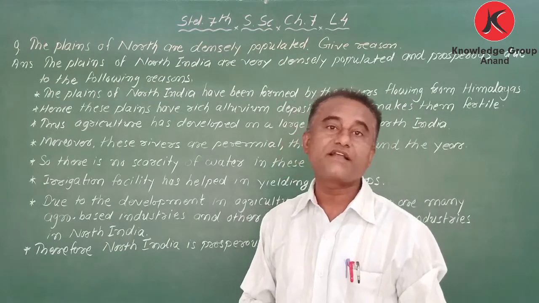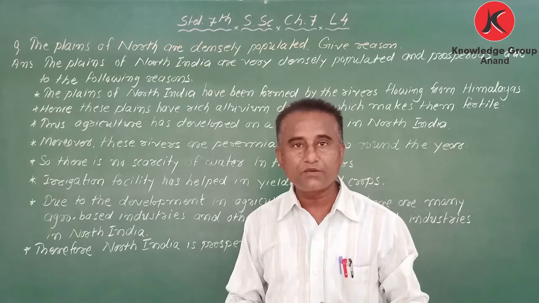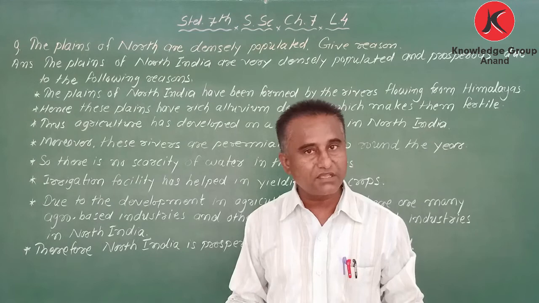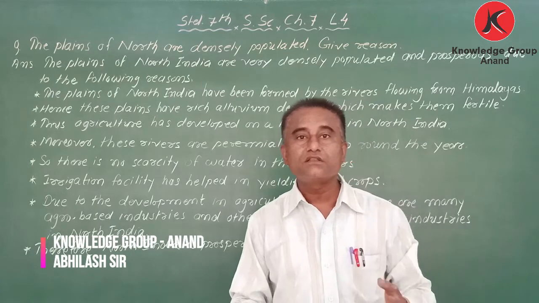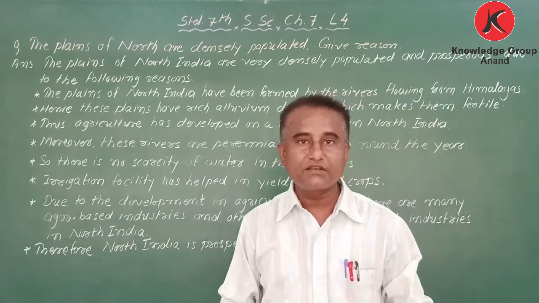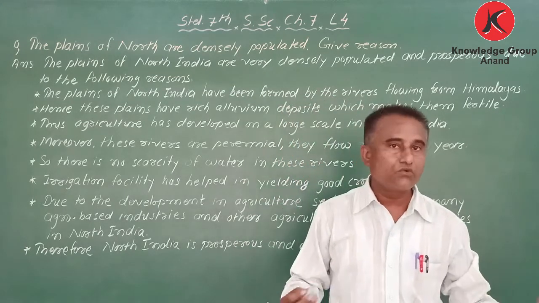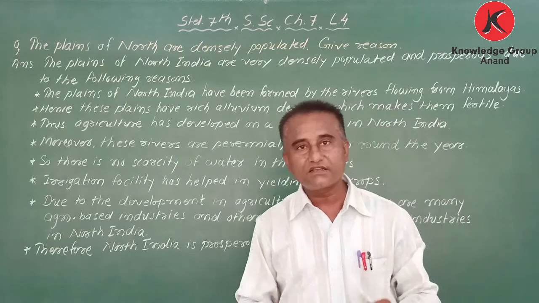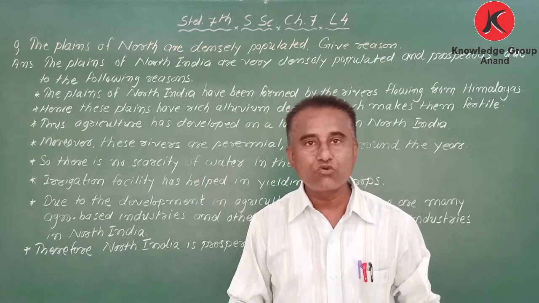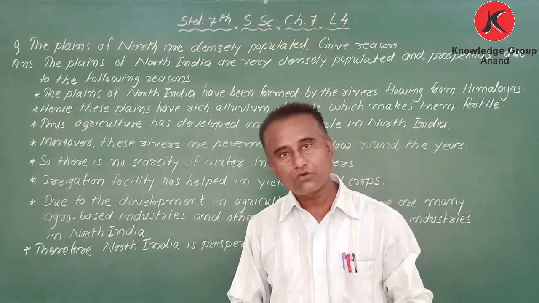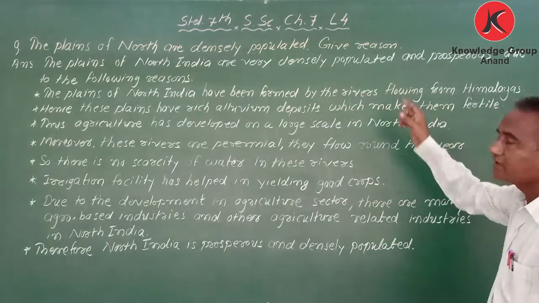So why is it densely populated? Because most of the rivers start from the Himalayas. When they start in the Himalayas, throughout the year they have water. They are called perennial rivers. When they have good water, the land around it becomes fertile, with good alluvium. When fertile land is there, it is good for agriculture. When the agriculture sector is developing, automatically we will have a good population, and that is called populated. Got it? So here, the plains of north are densely populated, give reason.